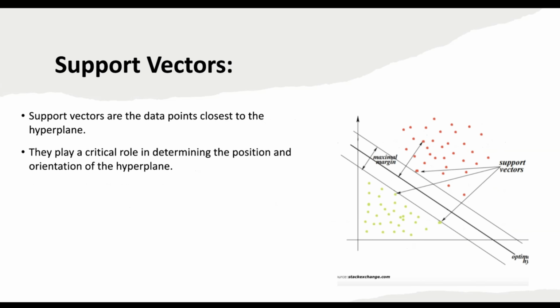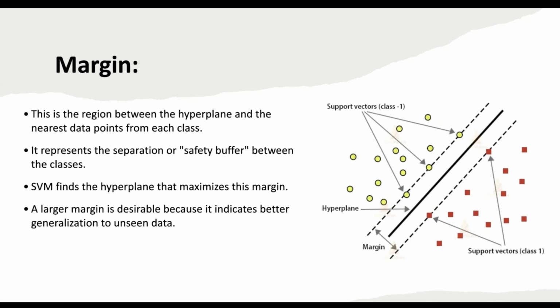The support vectors are the data points that are very close to the hyperplane. They are very important because they determine the position as well as the orientation of our hyperplane. Imagine the margin as the region between the hyperplane and the nearest data points for each class. This margin represents the safety buffer zone that exists between the classes, and when using the SVM, we are trying to find the hyperplane that maximizes this margin.